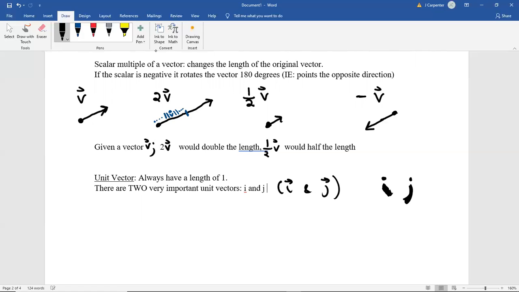And you can see why the bolding is just terrible. I mean, it's very easy. In fact, I thought I hit bold when I did that. There we go. I forgot that. Two very important unit vectors, i and j.